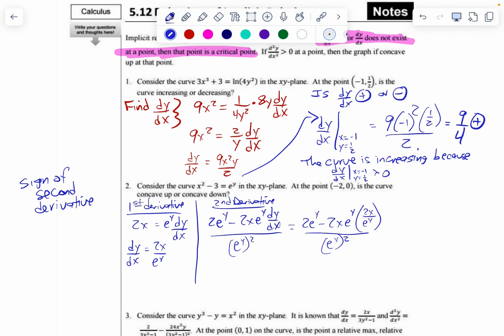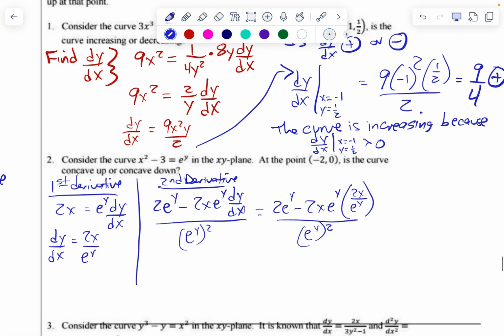And you can see one thing will cancel there. If you want to, the e to the y will simplify out. Or you can plug in. If you don't want to get too deep into the algebra, you can start plugging in at that point. All right, I'm going to just plug in.